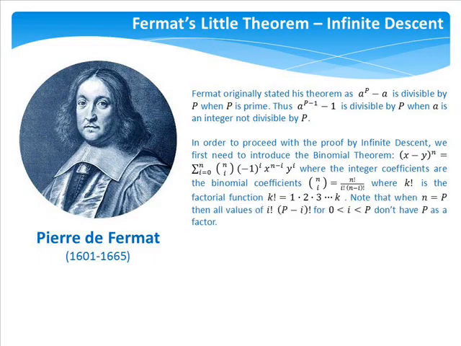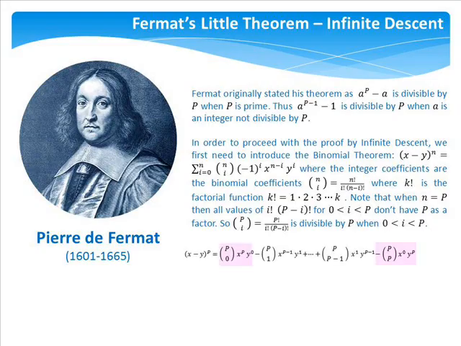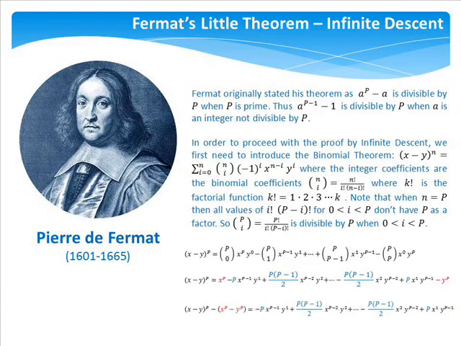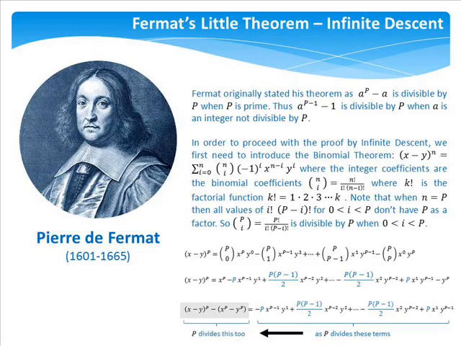Note that when n equals p, then all values of i factorial times p minus i factorial don't have p as a factor, as i is smaller than p, bigger than 0. So binomial p choose i is divisible by p when given that condition. Thus, we are taking aside the cases when i equals 0 and i equals p. So by inspecting the binomial theorem, we conclude that p divides x minus y raised to p minus x raised to p minus y raised to p.